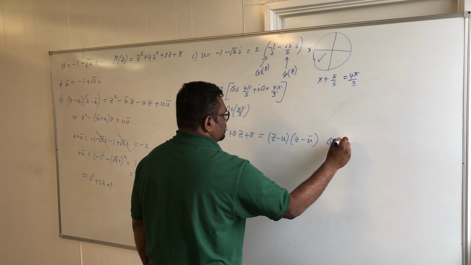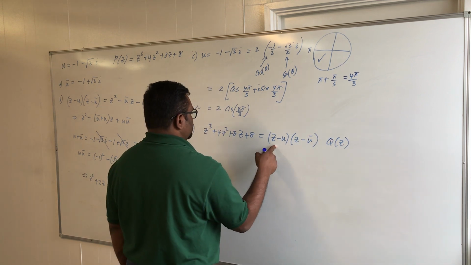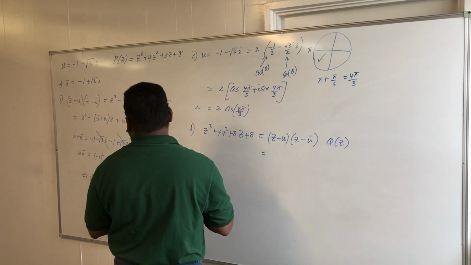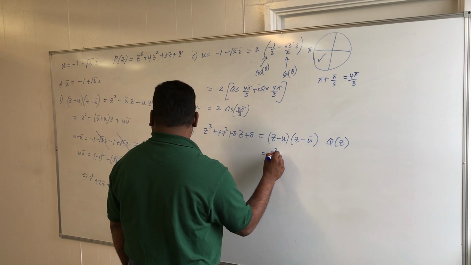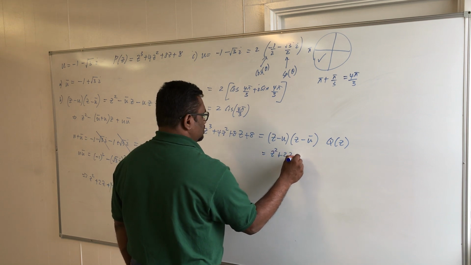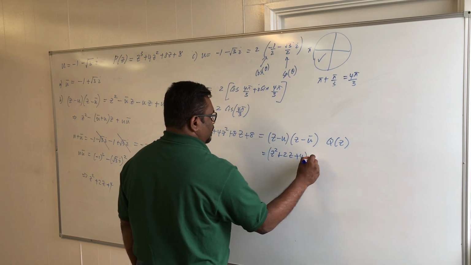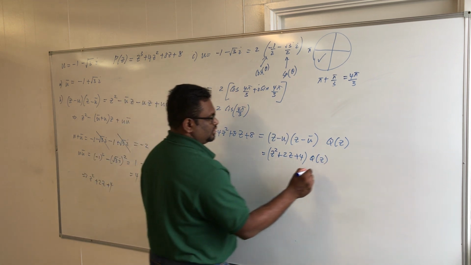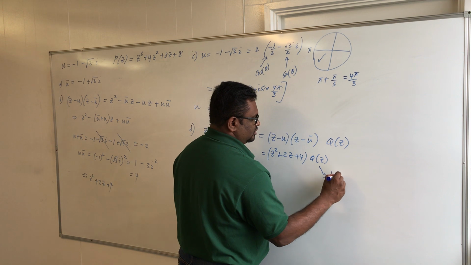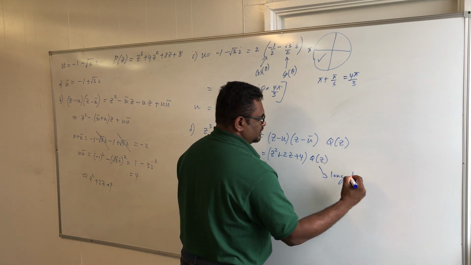This is Q(z) now. So this one is what? What you wrote there is already it. Then you just divide it. It's a long division, right? So long division, let me give you the answer.